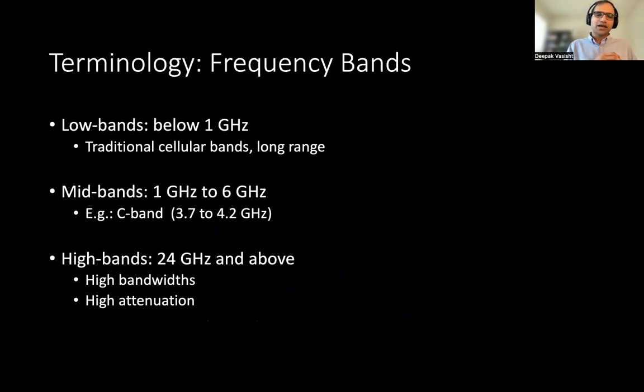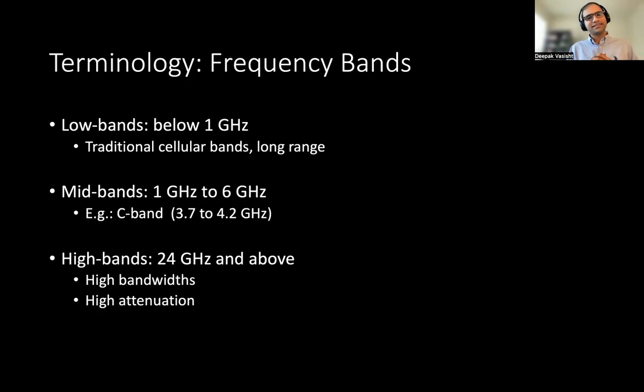Basically, this is, I believe, one of the most popular bands for deployment of 5G today. So existing deployments largely function in this band. One example of the mid band is the C band from 3.7 to 4.2 gigahertz in the US. You will also see papers that do measurements in networks in China, and they perform measurements in the 2.6 gigahertz band, which is also a mid band.